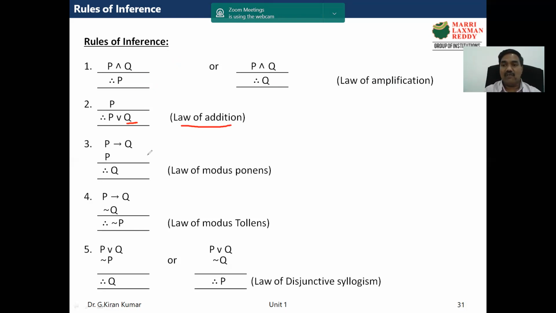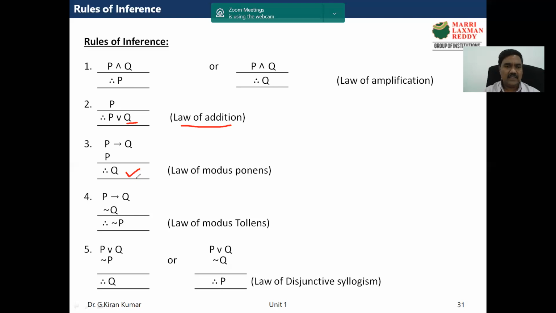The third one is the law of modus ponens. If P implies Q is the first premise and P is the second premise, then Q is a valid inference. Of course, all these inference rules we can cross-check with the standard method also. Get the tautological form and see whether it is a tautology or not. In fact, for all these rules, the tautological forms must be tautologies. So, P implies Q, P, therefore Q is a valid inference.